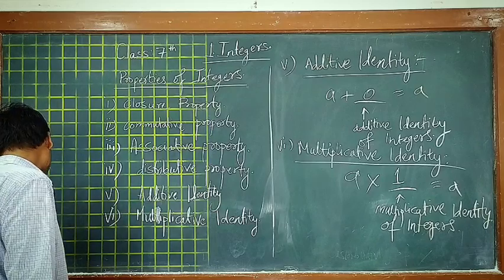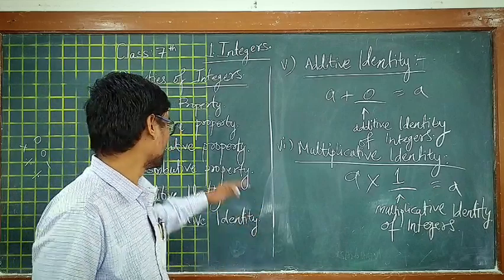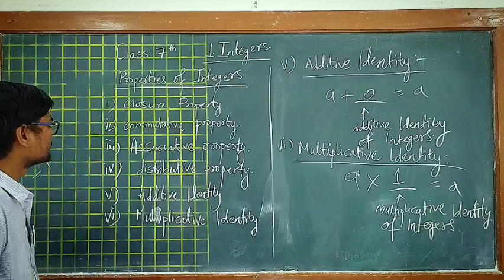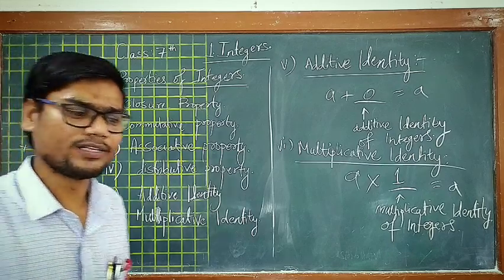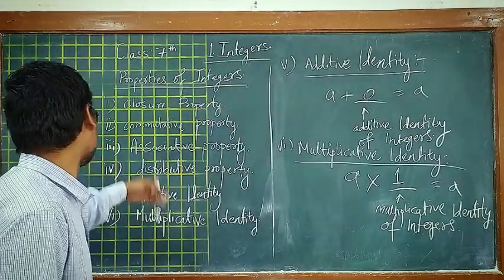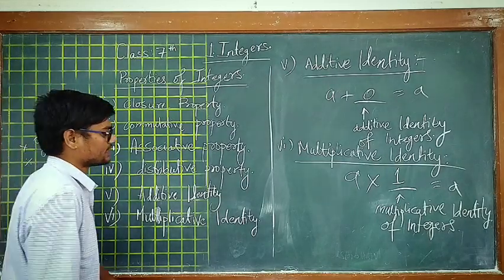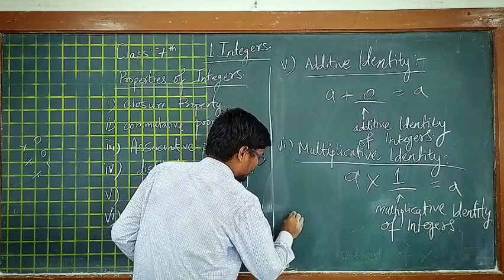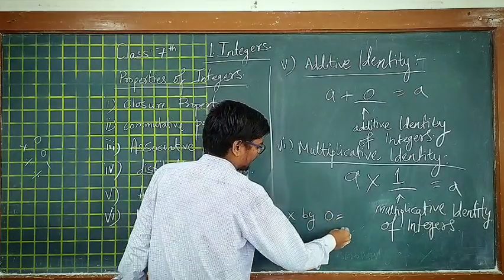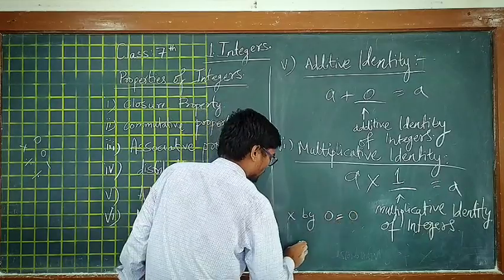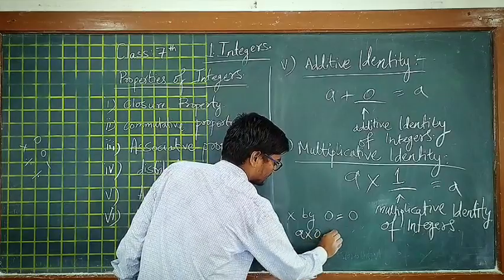Next is multiplication by 0. So by this we finish the properties of integers. Now we are going to learn three more points about multiplication and division. So first point is multiplication by 0. Multiplication by 0 gives us the answer as 0. Any integer a multiplied by 0 gives us 0.